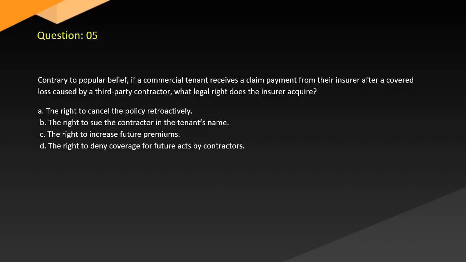Question 5. Contrary to popular belief, if a commercial tenant receives a claim payment from their insurer after a covered loss caused by a third-party contractor, what legal right does the insurer acquire? A. The right to cancel the policy retroactively. B. The right to sue the contractor in the tenant's name. C. The right to increase future premiums. D. The right to deny coverage for future acts by contractors.